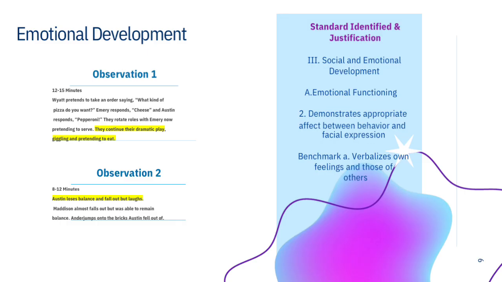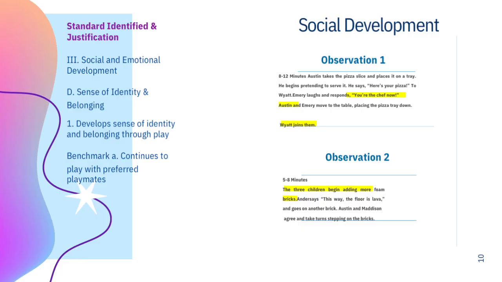The first development we have is emotional. An example of this was made at observation 1, where the kids were giggling while they were pretending to eat the plastic pizza, and in observation 2, where Austin loses balance, falls, but laughs. This demonstrates appropriate affect between behavior and facial expressions. Next, we have social development.